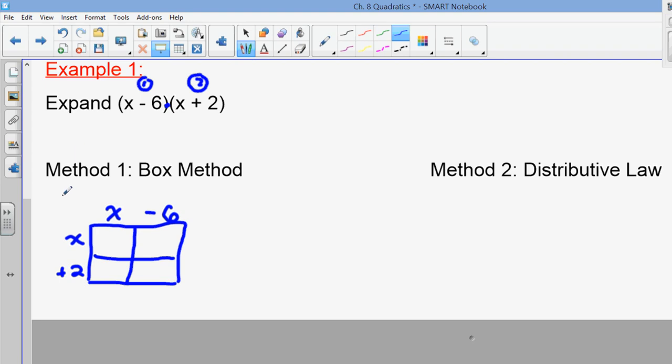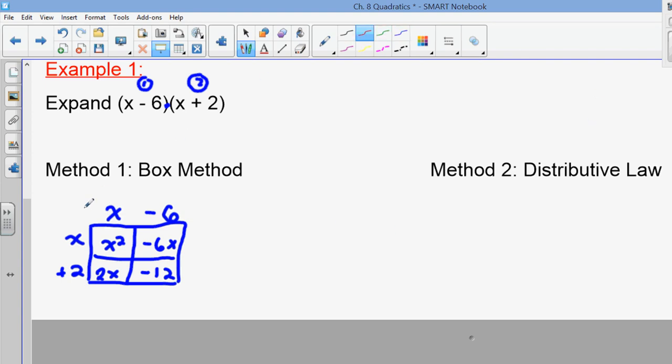So what you notice is x by x is x squared. This row by column, x by negative 6 is negative 6x. 2 by x is 2x. And 2 by negative 6 is negative 12. So we basically multiplied every possible combination of those two terms with the other two terms.